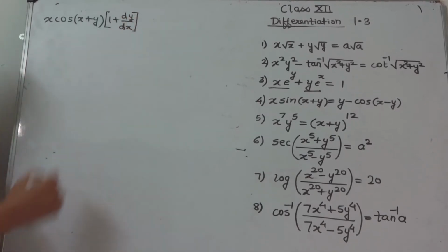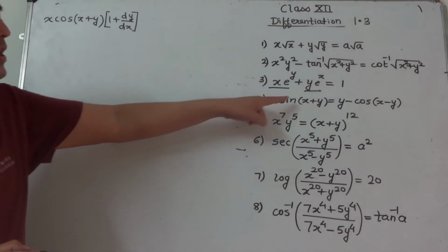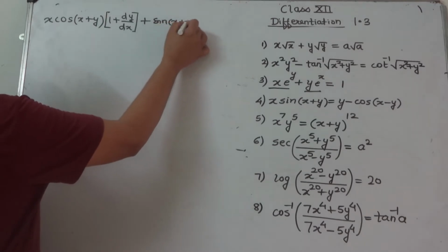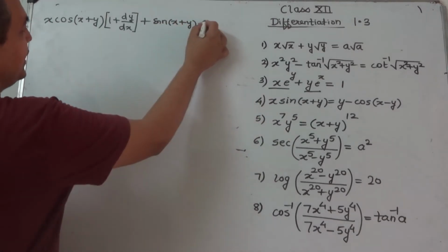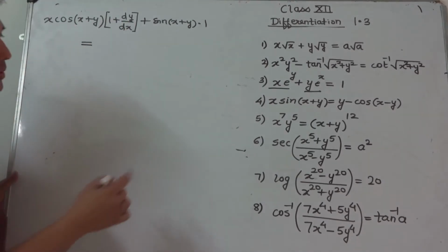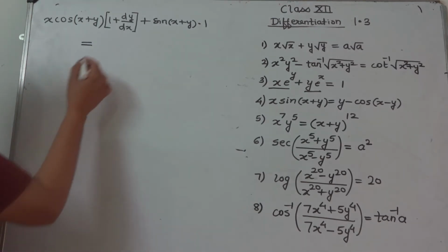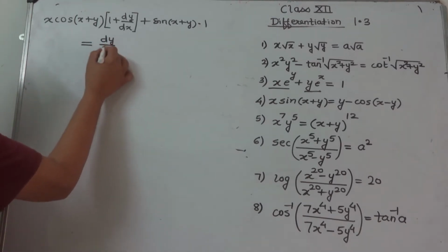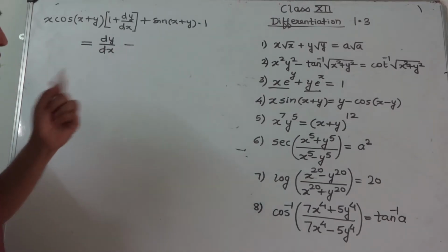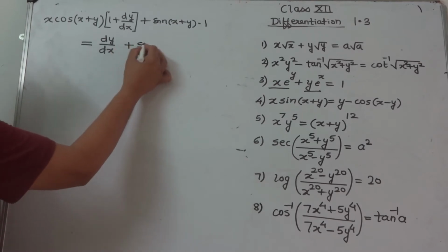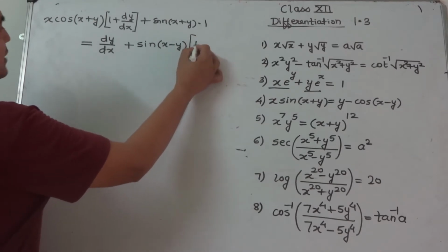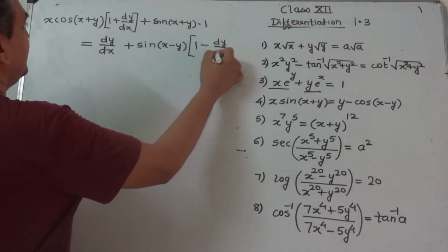This is the first term, u derivative of v, plus v, sine of x plus y, into derivative of x, which is 1. So this is the left hand side complete, is equal to, on the right hand side, the first term is y, derivative of y is dy by dx, minus, now derivative of cos is minus sine, so minus minus becomes plus, sine of x minus y, chain rule, derivative of x minus y is 1 minus dy by dx.